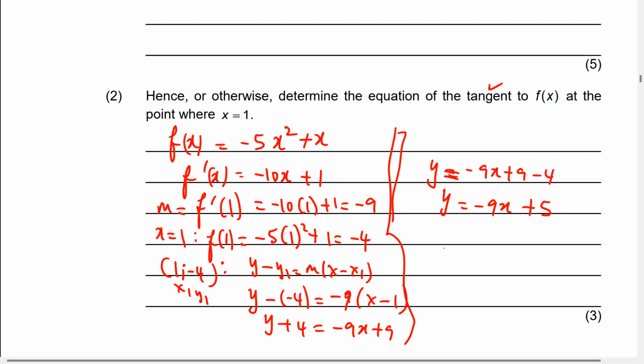Is this equation of the tangent correct? One way to check is to substitute the x and the y. You substitute x, and you must get y equal to minus 4. x is 1, so you put here minus 9 times 1, which is minus 9, plus 5. What is minus 9 plus 5? It is minus 4. So you get minus 4. Okay, so that becomes the answer.